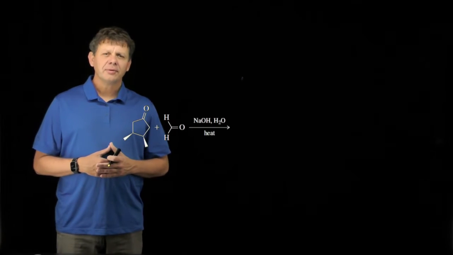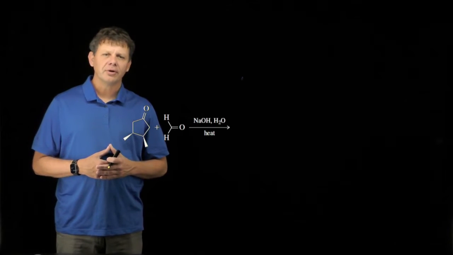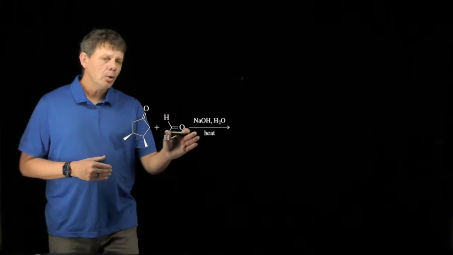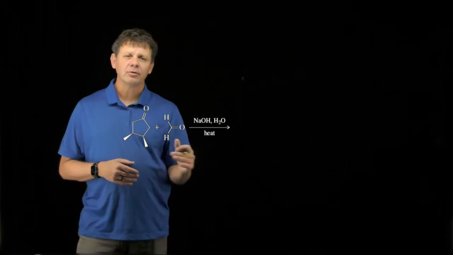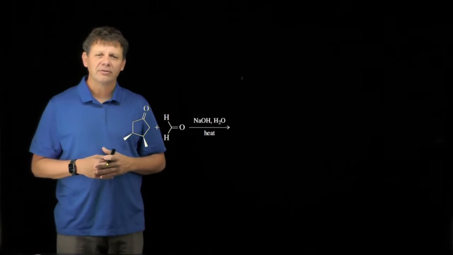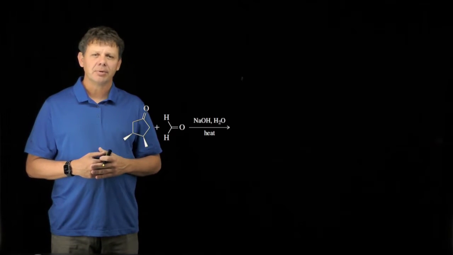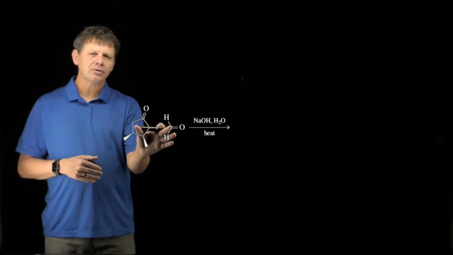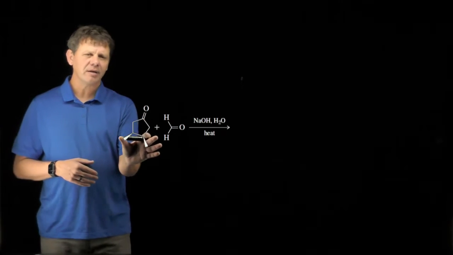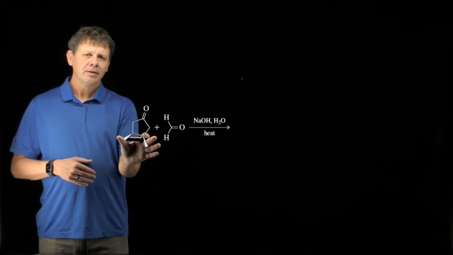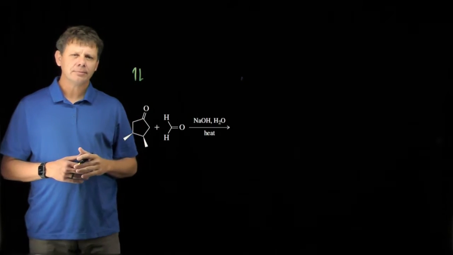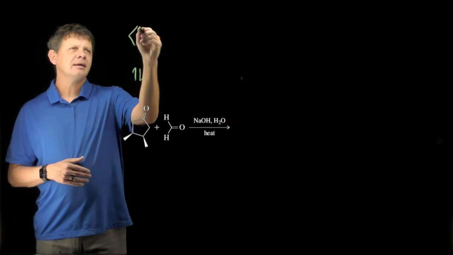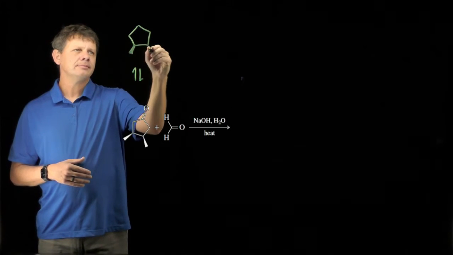This assessment asks us to predict the product of the crossed aldol shown on the screen. We note that this reaction uses sodium hydroxide and water and is heated, and so that's going to suggest that we drive the reaction all the way to the elimination product. We're not going to really show the full mechanism of this reaction, but we'll give enough details so we understand how it works. The reaction is going to start by deprotonating the ketone to make this enolate.